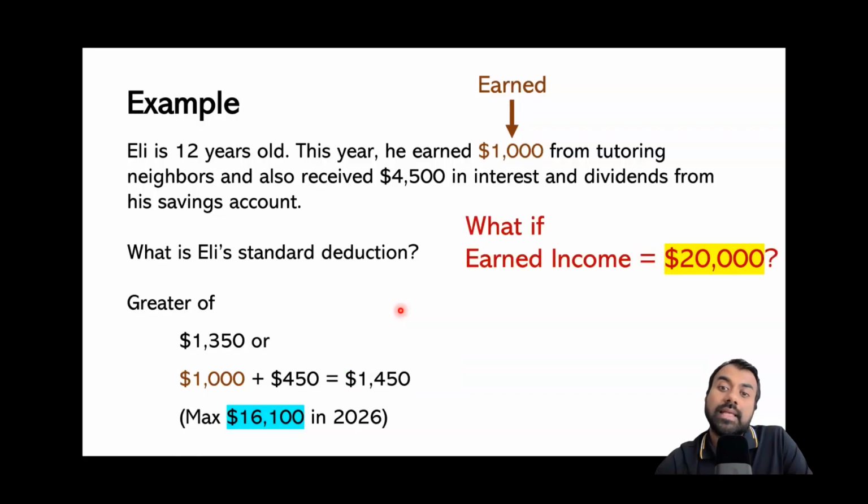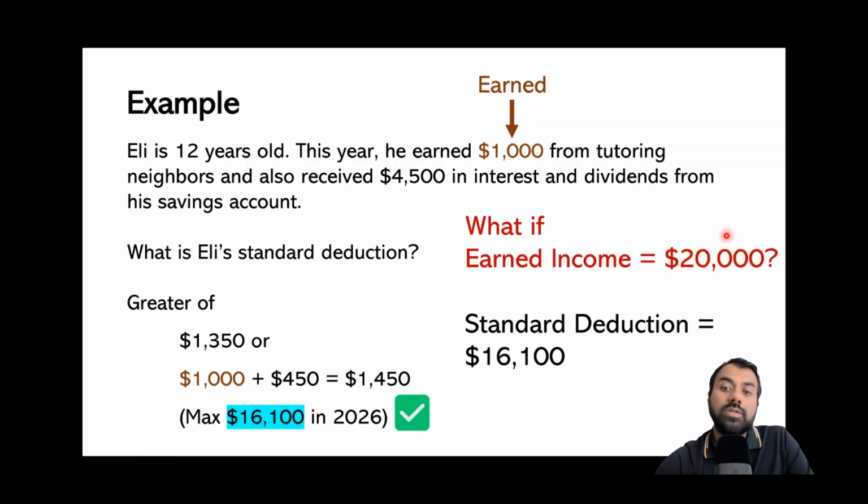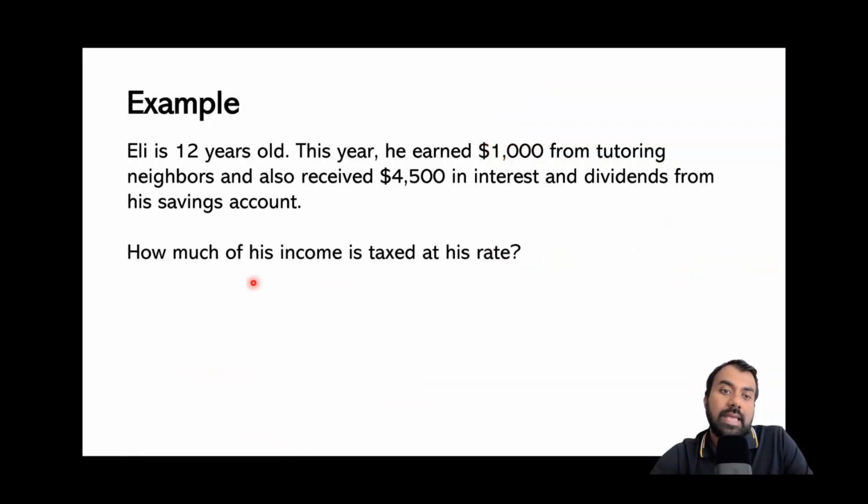For example, let's say, what if earned income in this case was 20,000? In that case, can we just add 450 to 20,000 to get a higher standard deduction? Well, no, because we need to work with this maximum possibility, which is 16,100. What that means is if Ellie's earned income was $20,000, in that case, his standard deduction would be $16,100.